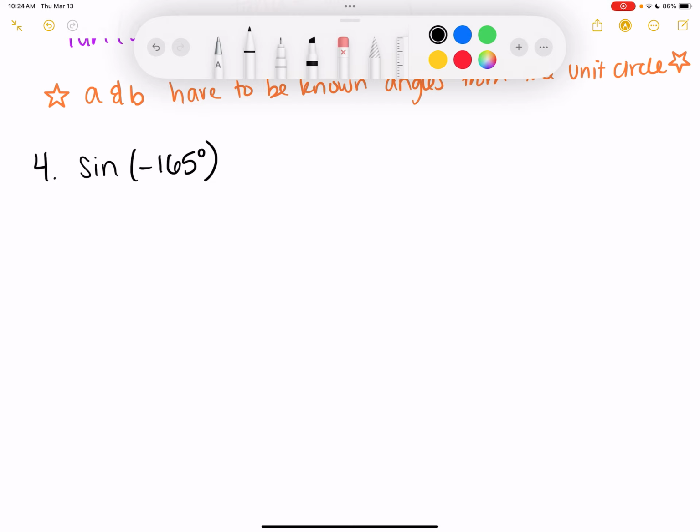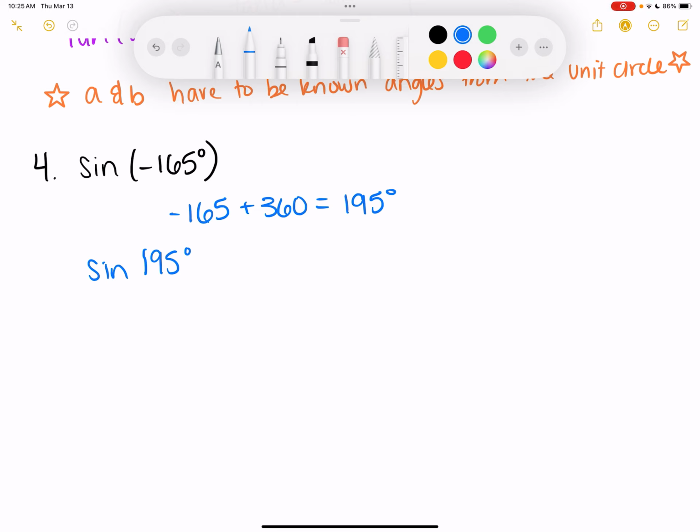Find the coterminal angle. How do I do that? Add 360. So negative 165 plus 360 is 195. So now I'm looking at the sine of 195 degrees. I want two angles that I can either add together or subtract that equal 195.